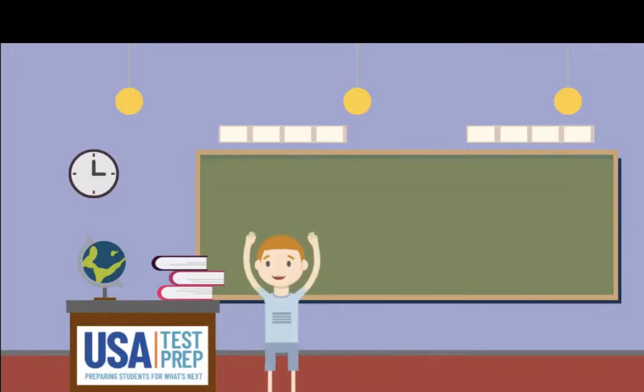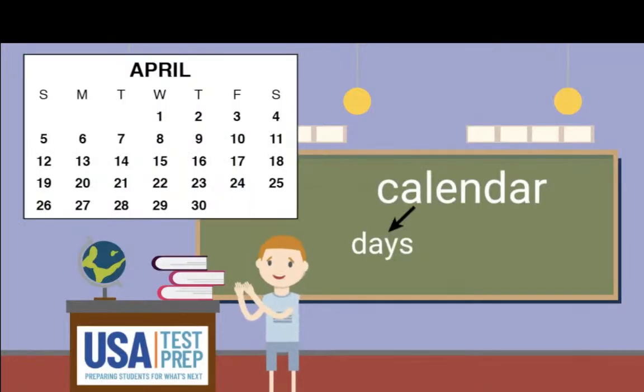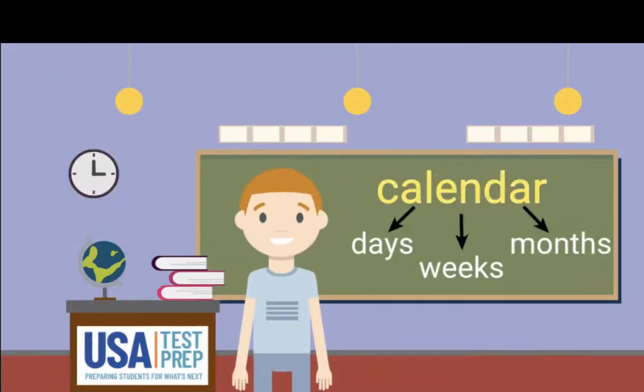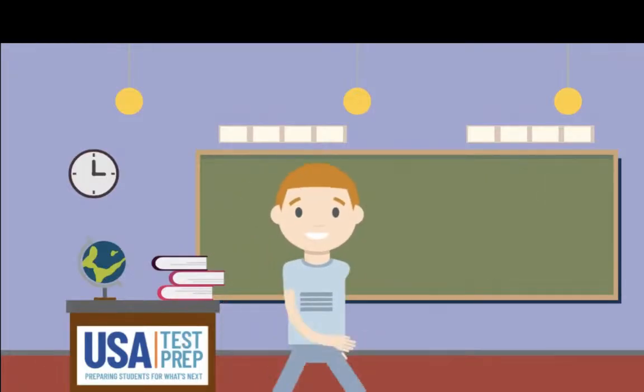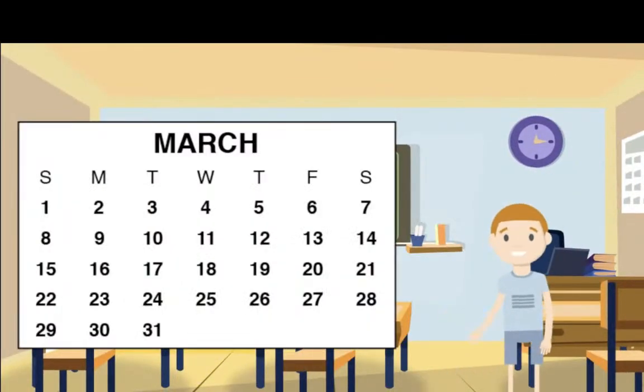In this video, we will be looking at a calendar to understand days, weeks, and months. Can you say calendar? Great job! Follow me to learn more about calendars. A calendar is a chart like this. Most calendars show 1 month at a time. The month is usually shown at the very top.